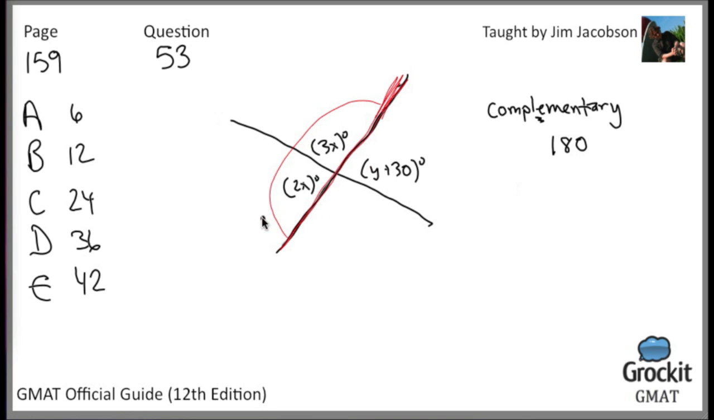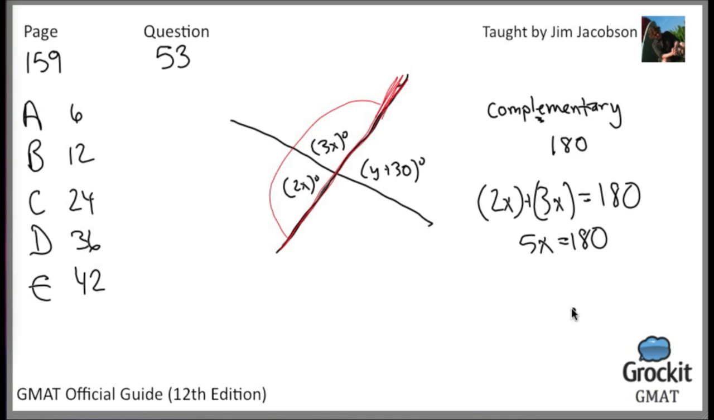So we know then that 2x, the one angle, plus 3x, that equals 180. So 5x equals 180, and x equals 36 degrees. So of course that's our trap answer. We figured out the value of x, but the question is actually asking what the value of y is. So trap, watch out.